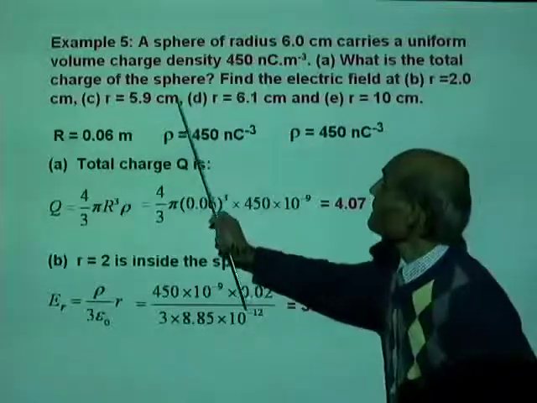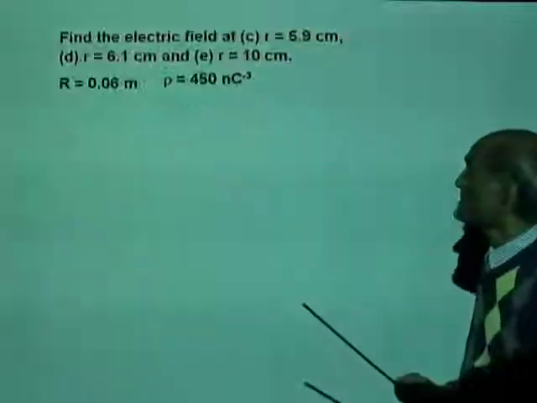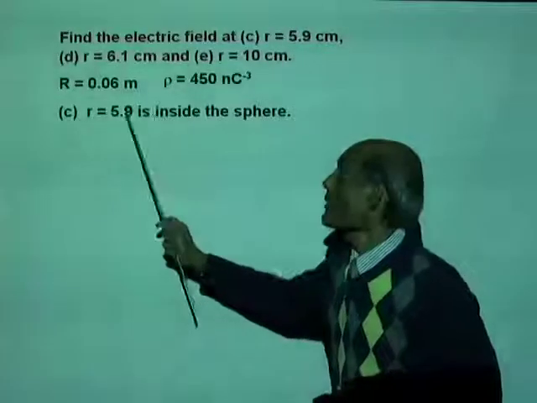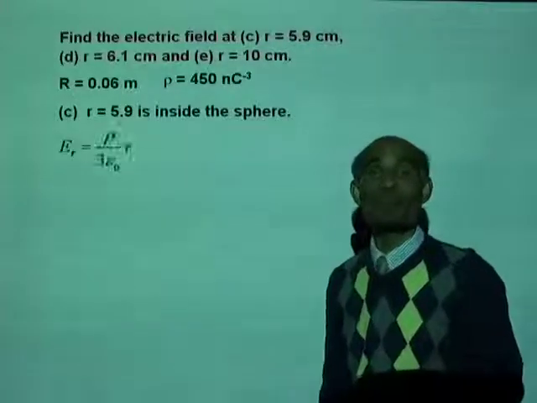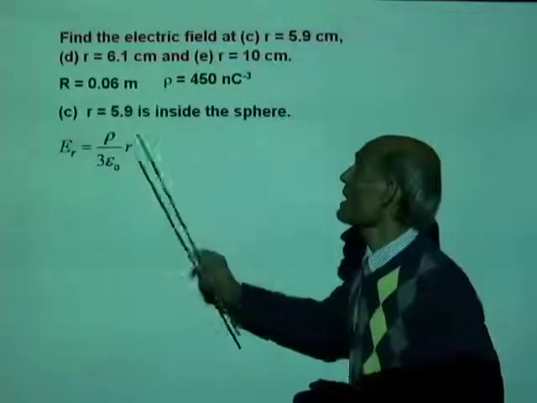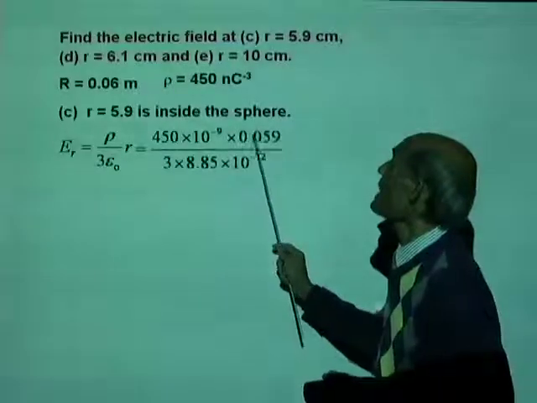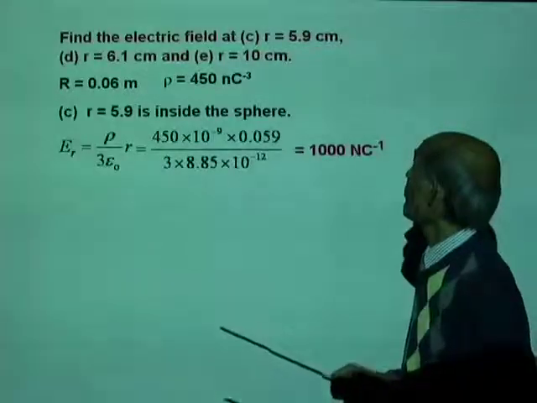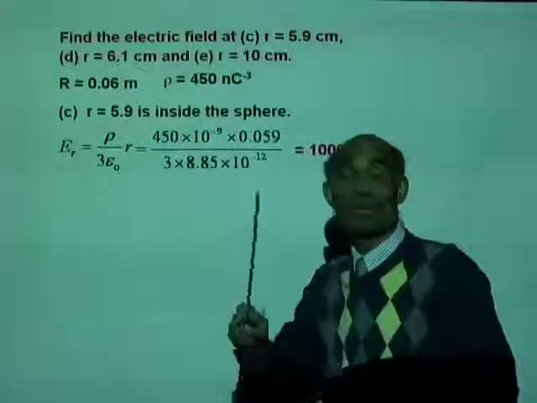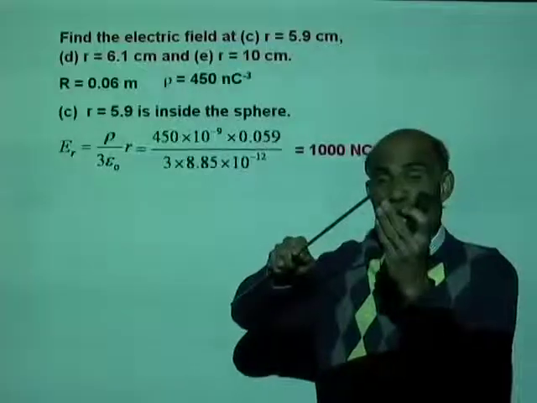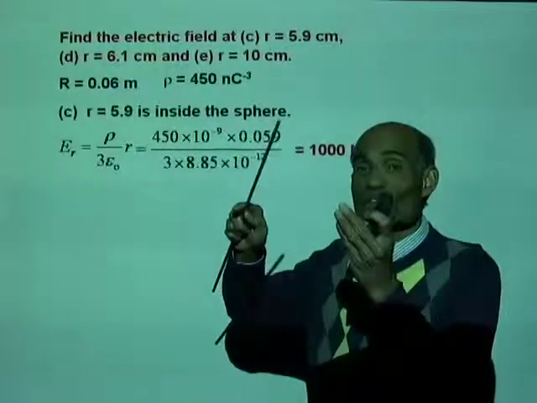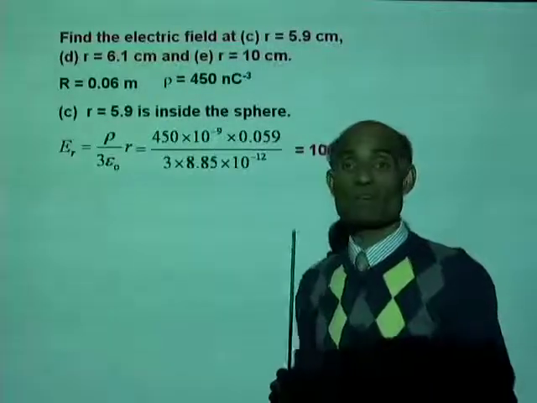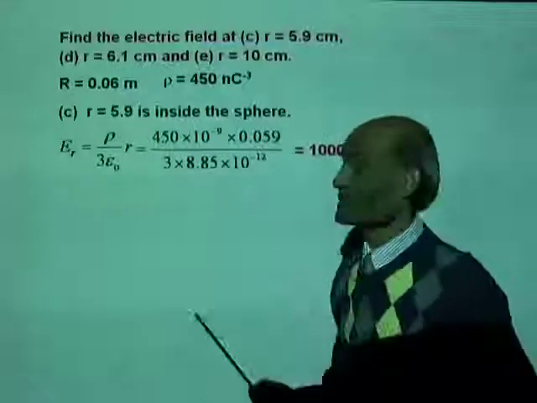Well, what is the electric field at r equal to 5.9 cm? The same relation. Our r now is 0.059, so replace that r by 0.059. Everything else remains the same. And that field is 1000 Newton per coulomb. You can see as we move away from the center towards the surface, the electric field increases inside the spherical conductor or the spherical charged object.